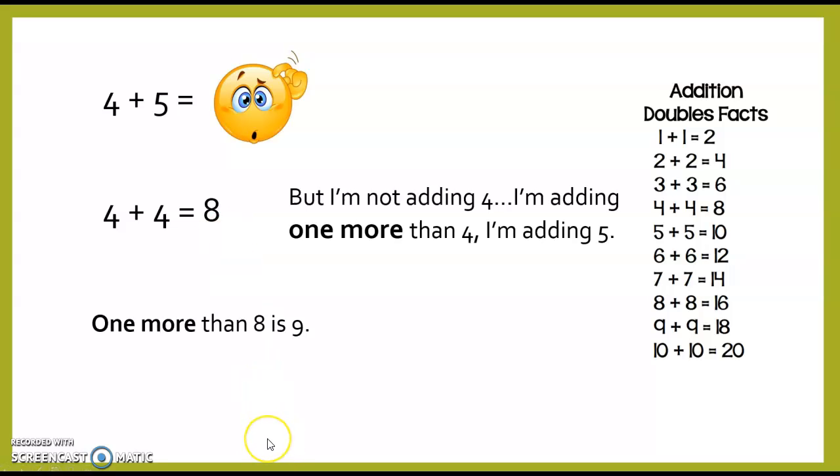But I'm not adding 4. I'm adding one more than 4. I'm adding 5. So I need to add one more to the answer of my doubles fact. One more than 8 is 9. 4 plus 5 equals 9.